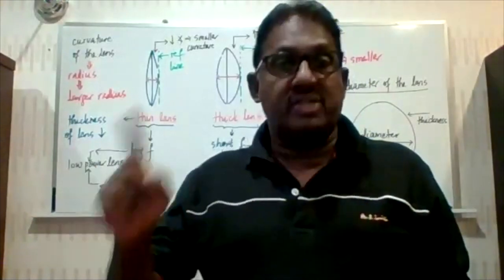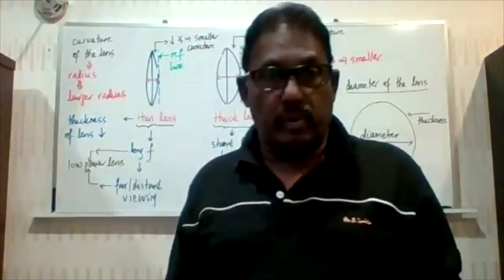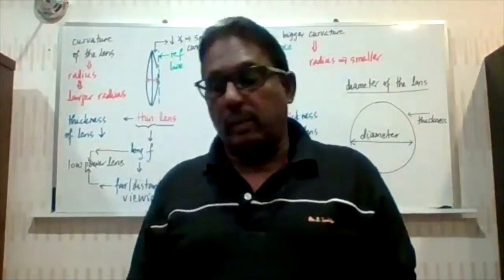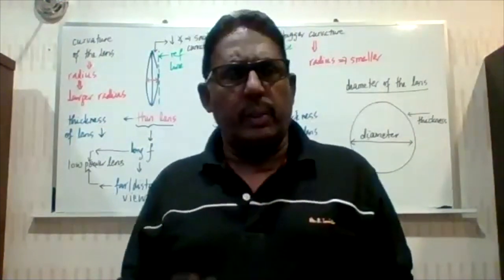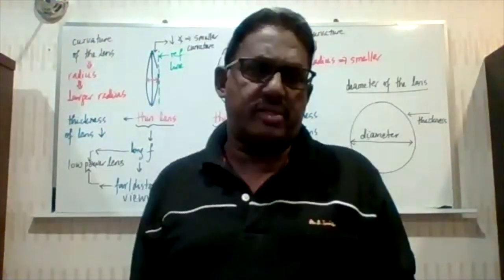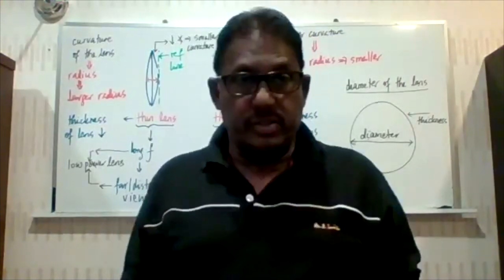A low power lens can do that. It can focus far distant objects into our eye. A high power lens cannot; it can only do that for near objects. And vice versa. Okay, done.